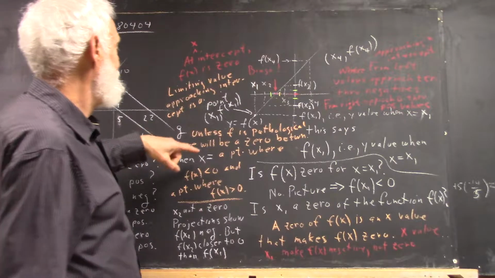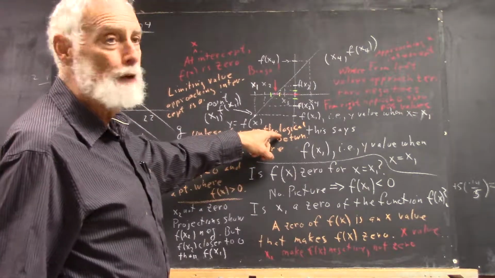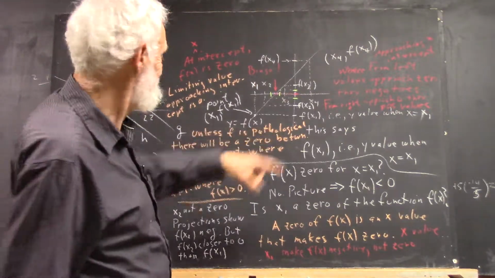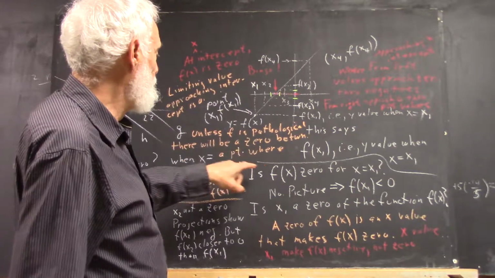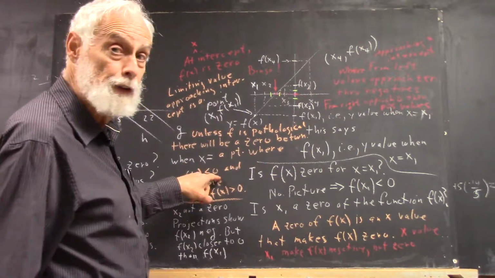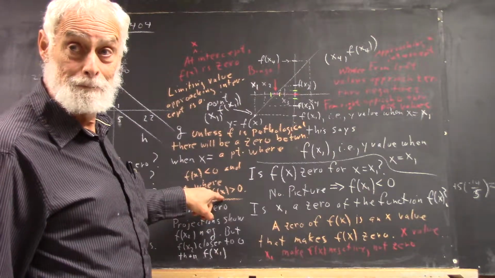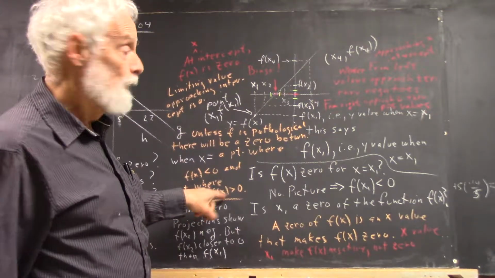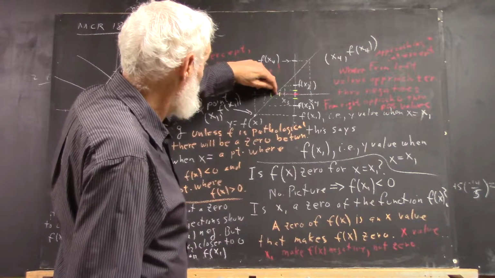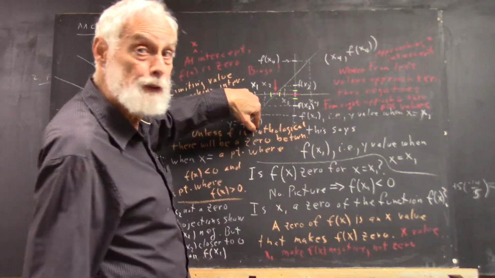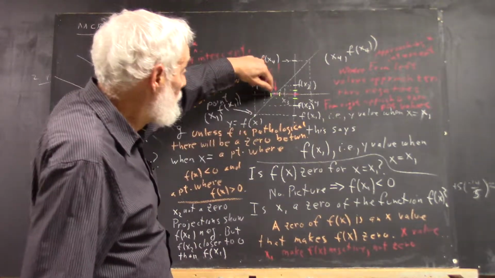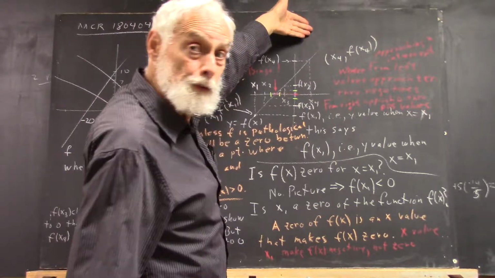So, I'm saying unless f is pathological, there'll be a zero between a point where f of x is less than 0 and a point where f of x is greater than 0. Okay? Like here. Any point to the left of this point, f of x is less than 0, right? Any point to the right, f of x is greater than 0.